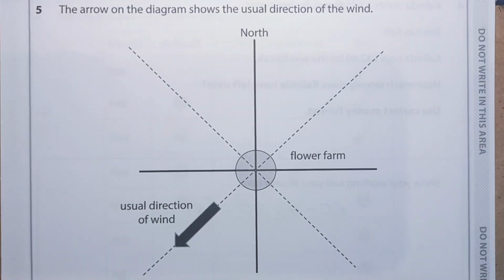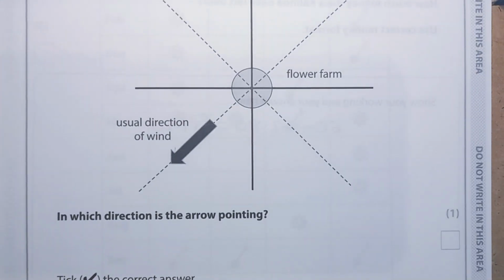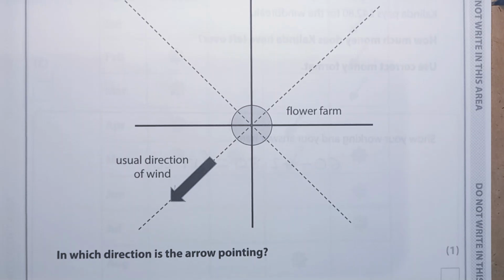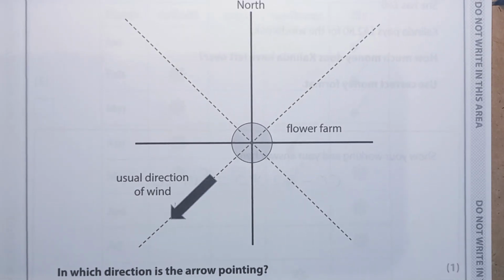Question 5. The arrow on the diagram shows the usual direction of the wind. So here's the arrow here. And the question is, in which direction is the arrow pointing? Now we've got options on there, but I'm not going to look at the options for now, because we can work it out without having the options.